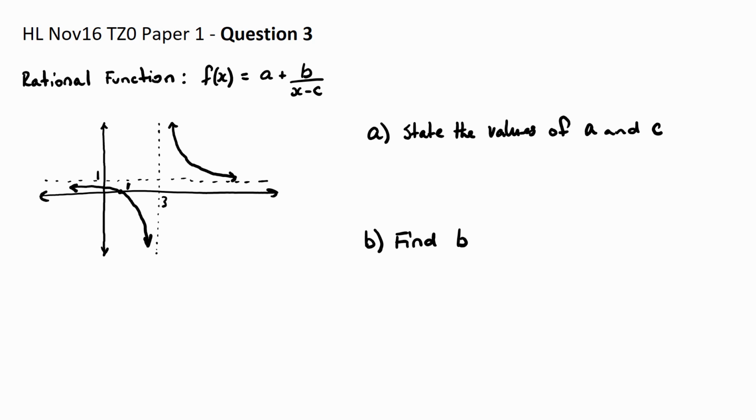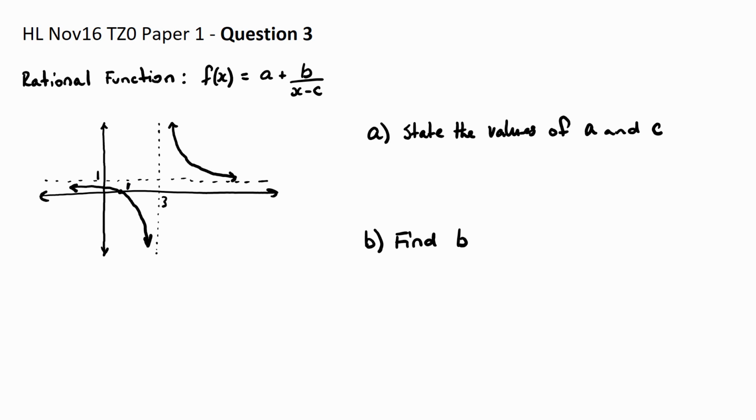Question 3. It says a rational function is defined by f(x) equals a plus b over x minus c, where the parameters a, b, and c are all integers and x is an element of all the real numbers. So we have our diagram here. We know that the asymptote looks as though it's at y equals 1, our horizontal. Our vertical's at x equals 3, and it passes through this point here of (1, 0).